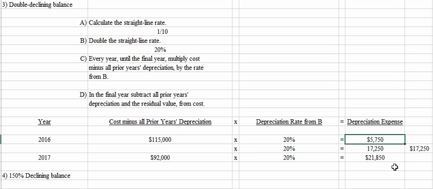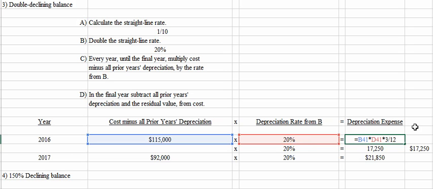Depreciation expense in 2017 is $5,750. What we did there is took our cost minus all prior year's depreciation, which is just cost, times our 20% rate, times 3 months over 12.